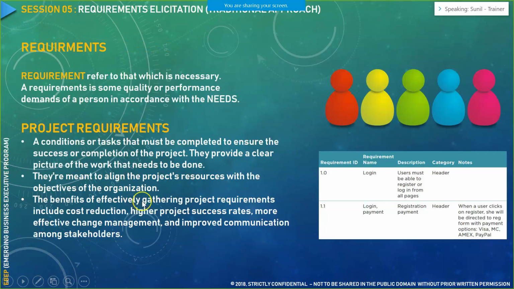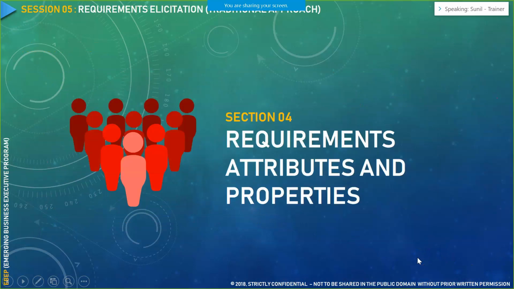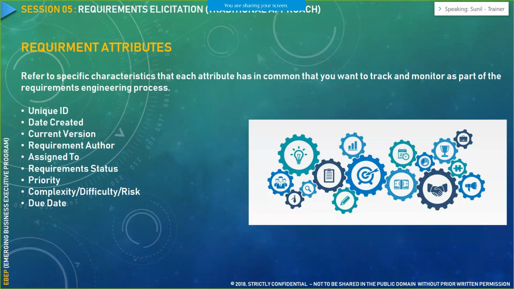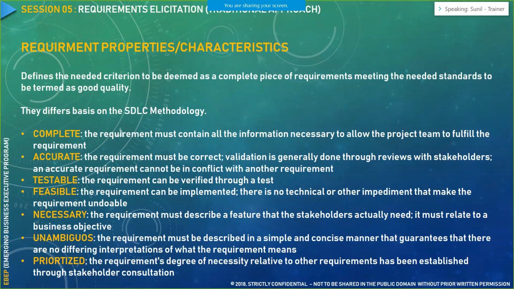So in our earlier example, this requirement ID, requirement name, description, category, notes are nothing but your requirement attributes. And under requirement attributes would be your requirements, actual requirement. Now then, what are requirement properties? If you consider requirement properties or characteristics, it is the process or method by which we write the requirement. Okay, so if you write a particular requirement, it has to mandatorily follow these particular criterions, that is the properties or the characteristics.